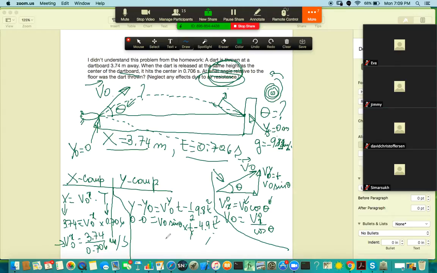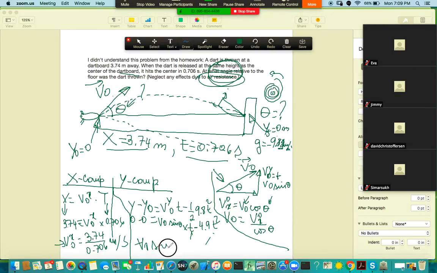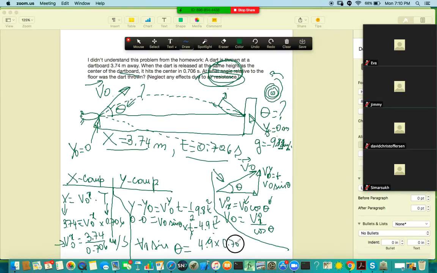You have t and you have t squared, so you can find your v naught sine theta. Your v naught sine theta is equal to 4.9 times t squared, and t is 0.706 squared, divided by t, which is 0.706. So this is squared, so one square goes away. So you have your v naught sine theta.